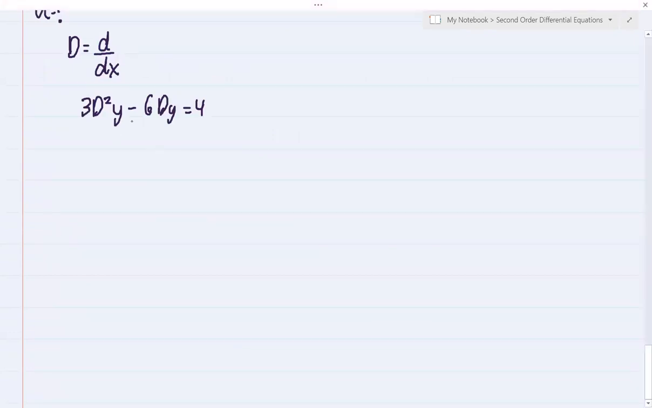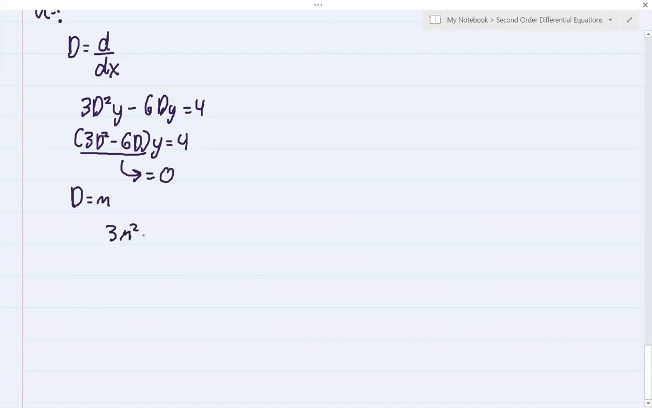Then after that, you're going to factor out your y here. So we will have quantity 3D squared minus 6D, times y, is equal to 4. So this is your D operator form. Now what you're going to do is to substitute your D as your m and equate this one to 0. So we will have 3m squared minus 6m is equal to 0.